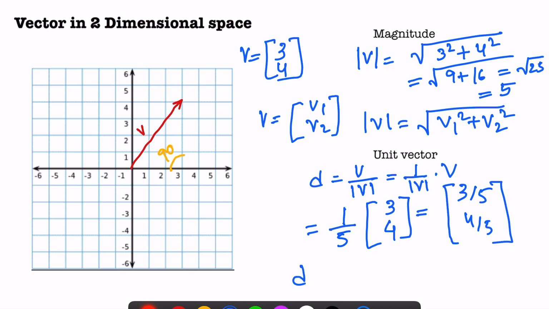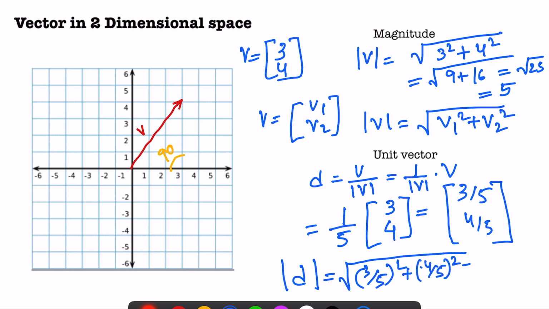If we just want to verify this, the length of this unit vector, using this formula, will be square root of 3 by 5 square plus 4 by 5 square, which is square root of 9 by 25 plus 16 by 25, which is square root of 25 by 25, which is 1.